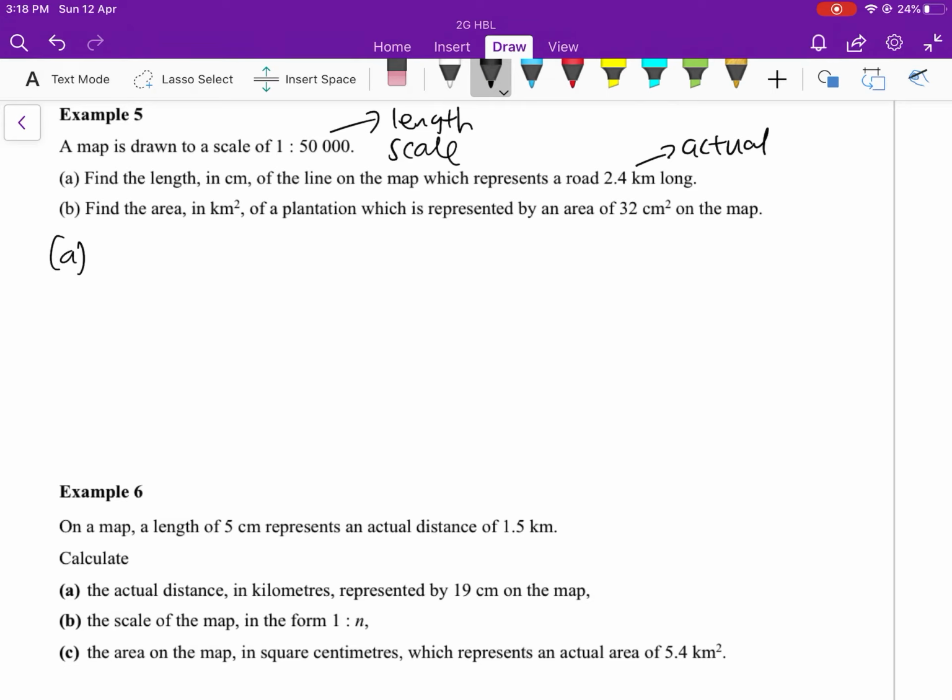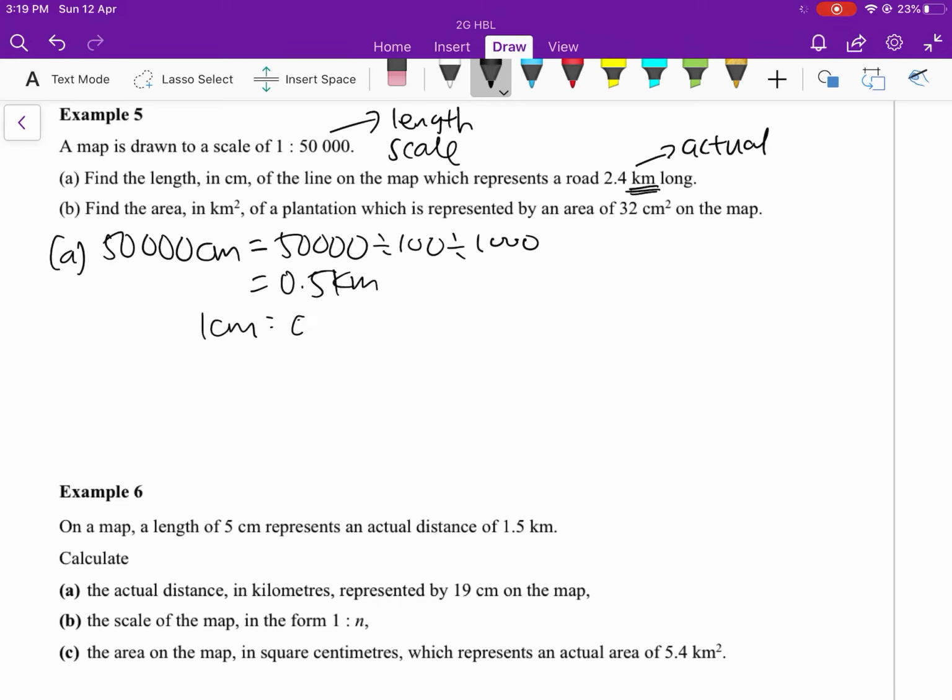Because this is talking about length, we will make use of the length scale in our calculation. So I am given 2.4 km. This is in km, so 50,000 is in cm. It will be easier for me to change the 50,000 cm to km first. So I divide by 100, I divide by 1,000 to change it to km. So what I will get is 0.5 km. So my length scale here is 1 cm on the map represents 0.5 km in actual.